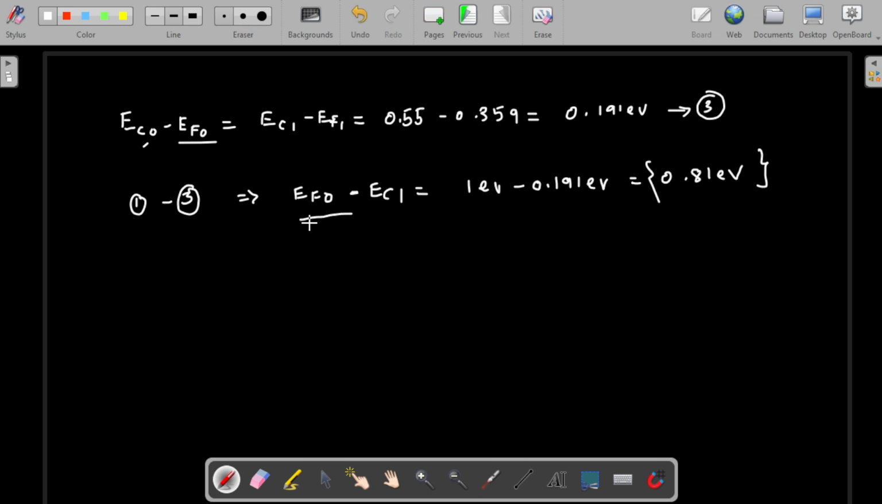In the question they asked this to be found, right? So that we have found out. So this is how we have to calculate it. This is a very important question that I wanted to discuss with you.